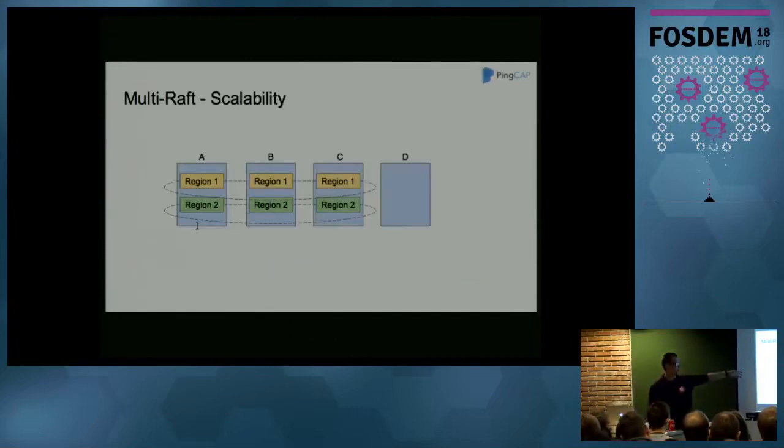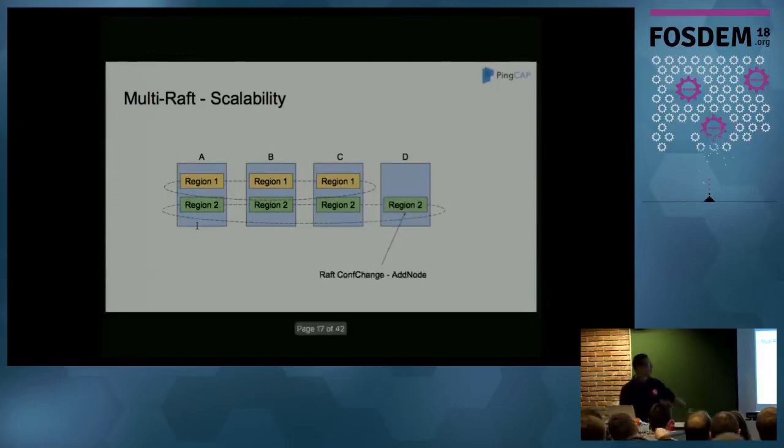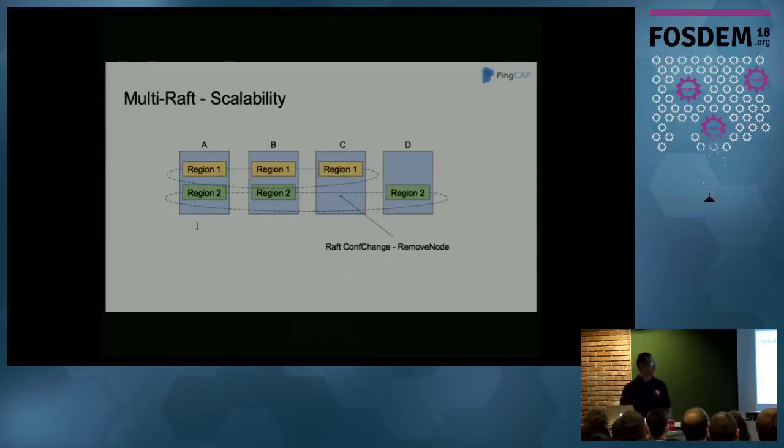For example, if we have three nodes A, B, C, and we add a new node D, and we want to move our data, the region, from C to D, how can we do it? Luckily, we can use a Raft internal algorithm, membership change. We can use a Raft membership change, config change, to directly add a new replica of region 2 on node D. Then we can use a Raft config change to remove the replica from C.